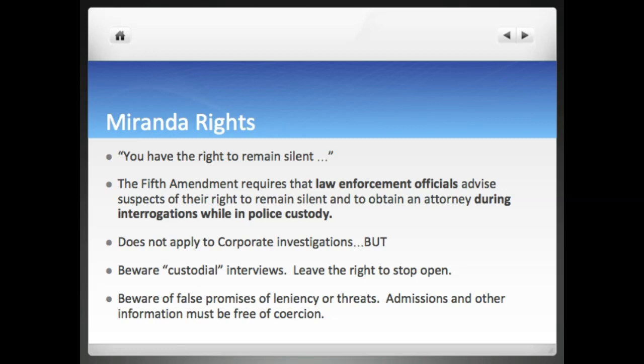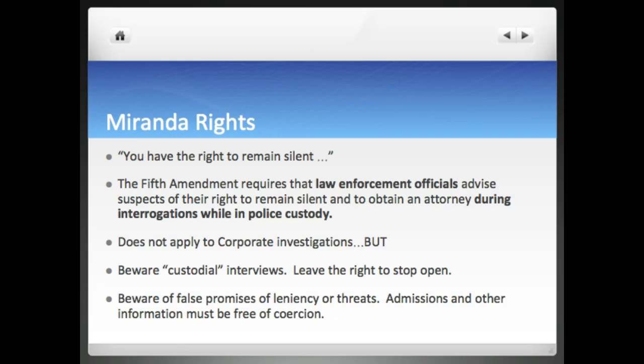The Fifth Amendment requires that law enforcement officials advise suspects of their right to remain silent and obtain an attorney during interrogations while in police custody. And therein lies the difference. That amendment is an admonition to government that they have the obligation to warn people. In a corporate investigation, you have no such obligation to warn people about self-incrimination. You only have the obligation to do an investigation in line with the proofs that we set up early in the course, those seven tests, and to not coerce and not use threats to get information from people. If you do that, you are legally allowed to ask questions that may include self-incrimination.